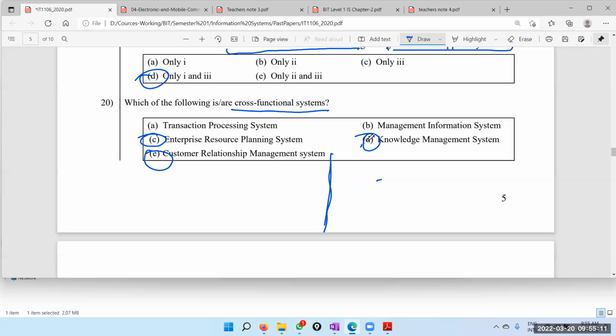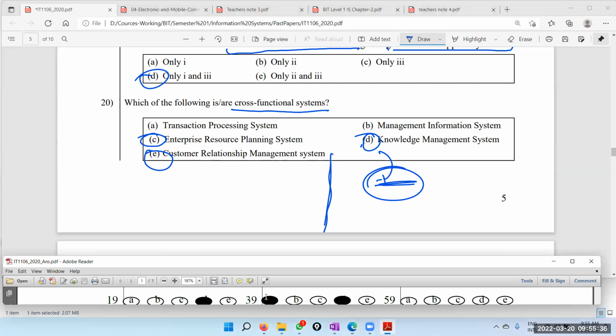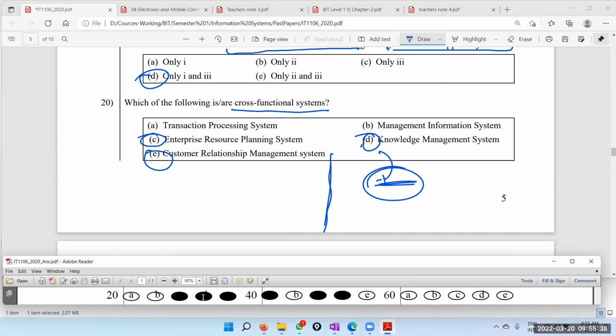So enterprise resource planning is obviously correct. Customer relationship is a little bit debatable because it's more into the selling, but anyway, they have taken that also because maybe it is needed by sales people, marketing people, finance people, operational people. Maybe it's needed by all those people. So the answer should be C, D, and E. Okay, C, D, and E. Yes, C, D, E.